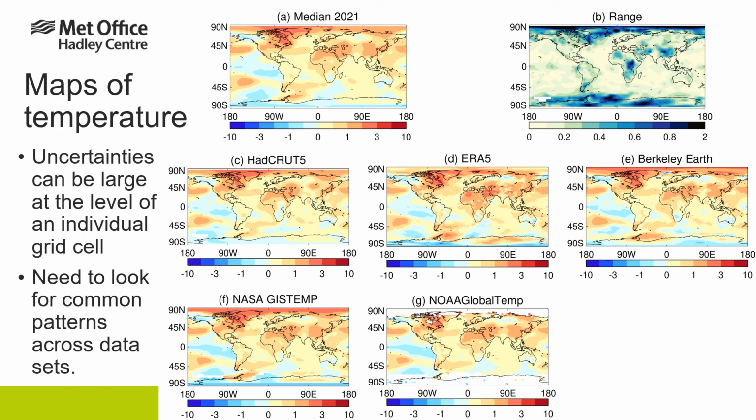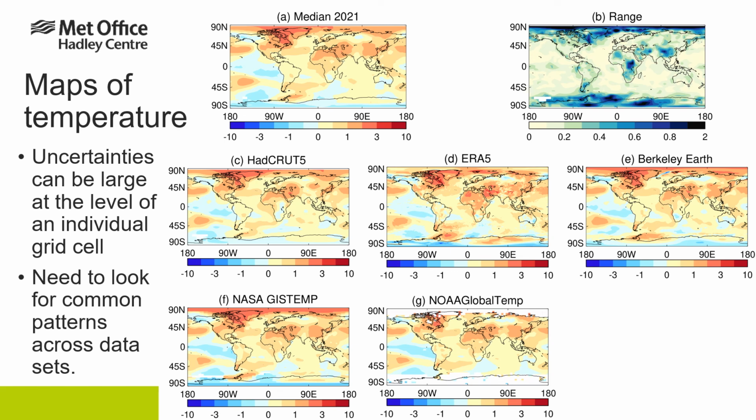So finally, I'm mostly focused on the analysis of the time series, but it's also useful to think about what's happening at a very small scale. Looking at maps here of temperature anomalies, the uncertainties can be quite large at the level of individual grid cells in the data sets that we're using.